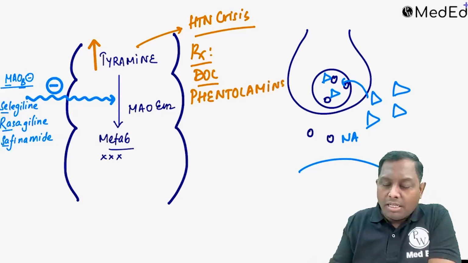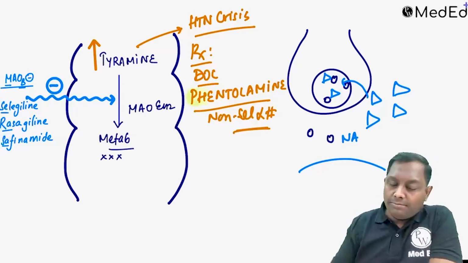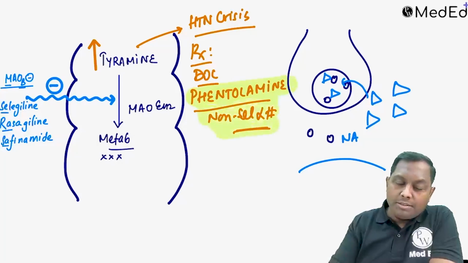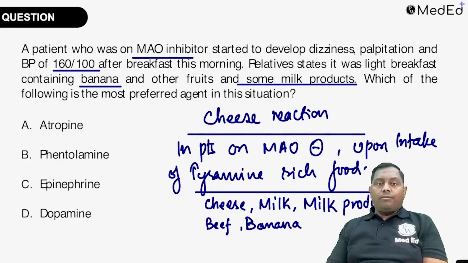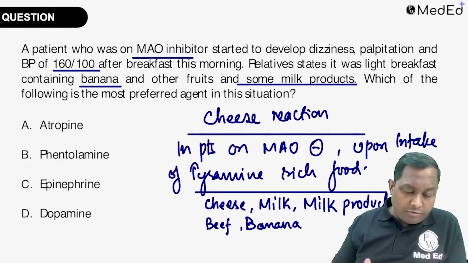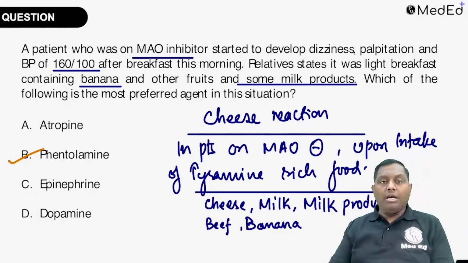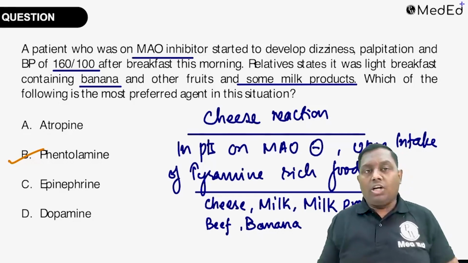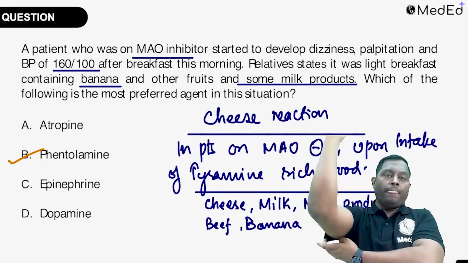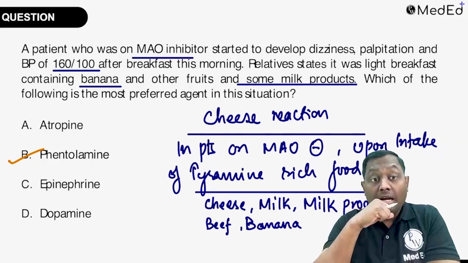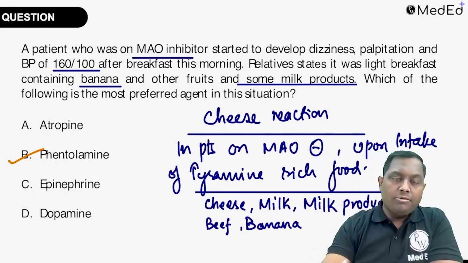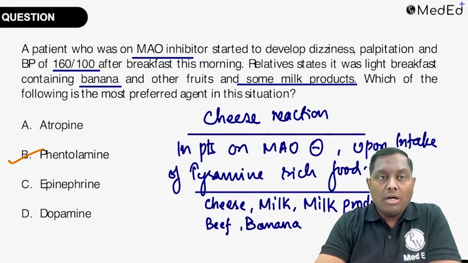Phentolamine is a non-selective alpha blocker. It's a non-selective alpha blocker that is a drug of choice for cheese reaction. Drug of choice for cheese reaction. So cheese reaction is usually a hypertensive crisis like situation. So which of the following is the most preferred agent? I think all of you guys have got this one. The drug of choice is going to be phentolamine. Atropine is a non-selective muscarinic antagonist used in organophosphate and carbamate poisoning. Epinephrine is for shock like scenarios such as anaphylactic shock, and dopamine has multiple uses because it works on different receptors, called DA.